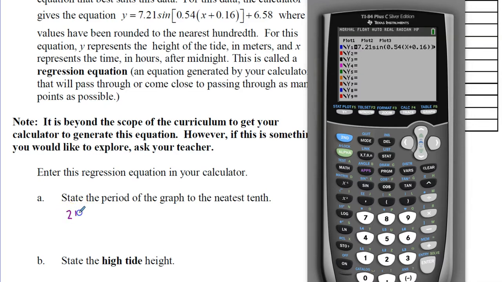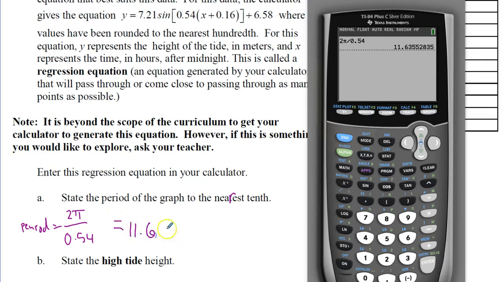So state the period. So the period is 2 pi divided by b, which is 2 pi divided by 0.54. Because order of operations is going to go in my favor, I don't need to put brackets around, but if I was dividing by these two terms, I would definitely need brackets around there. So that is 11.6 hours. Now, if you knew anything about tides, which if you live in Calgary, you don't, the period of tides is around 12 hours.